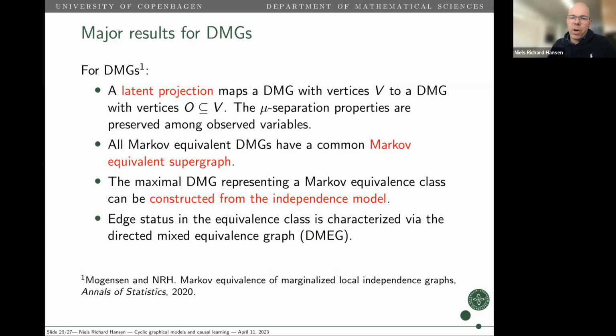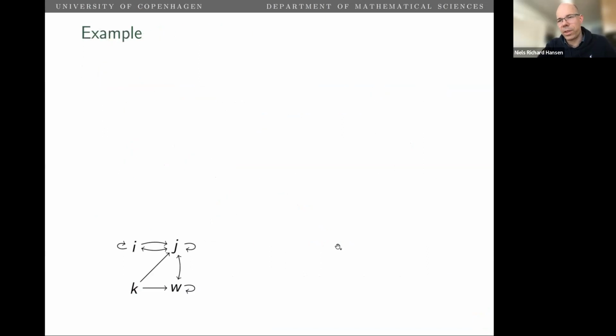And finally, it's also possible to characterize, for each edge in this maximal supergraph, whether the edge is going to be in all of the different graphs in the equivalence class, or whether it's only in some of them. So this edge status can be fairly easily determined once we have the maximal DMG. And we call the resulting object the directed mixed equivalence graph. And I will show you an example here, which I hope will make it easier to understand.